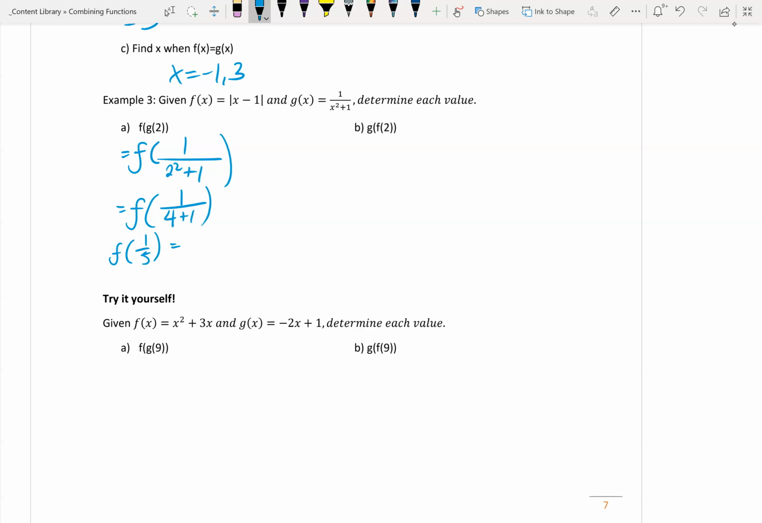Now I'm going to insert 1/5 into the x for the f of x function, which is the absolute value of x, in this case the absolute value of 1/5 minus 1. We could also simplify this so we can get our final answer. And I do need to have a common denominator to subtract our fractions. So 1 can be replaced with 5/5. So I'm going to get -4/5 in the absolute value. Then the absolute value of -4/5 is 4/5. Now let's do this for g of f of 2.